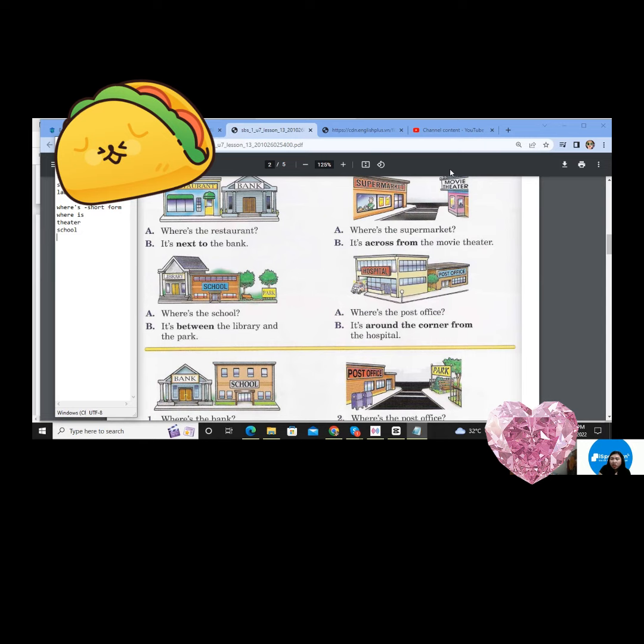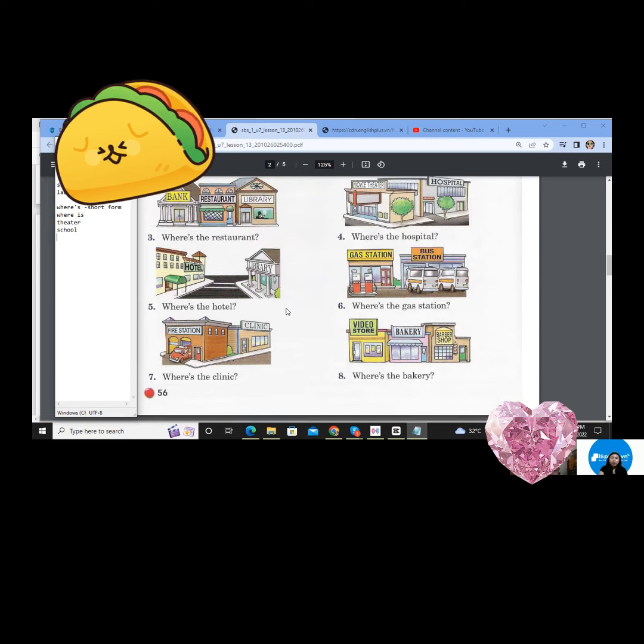Next to. Okay, this one. The supermarket is across. As you can see here, there is a road, and the supermarket is across the movie theater. There is a road here and it's across. So where's the hotel? The hotel is across from the library.